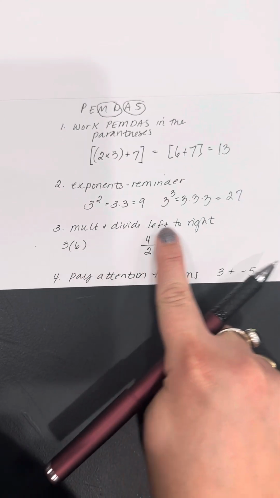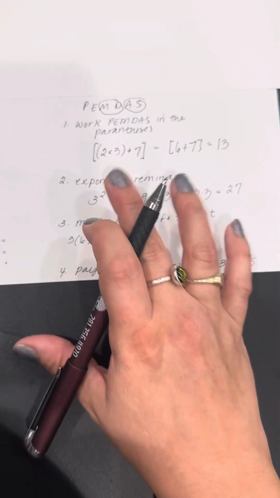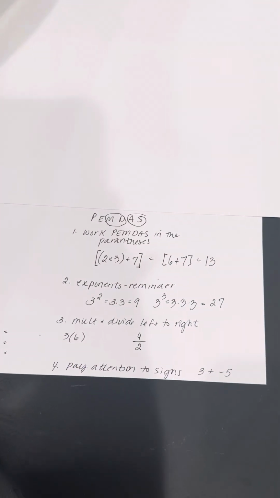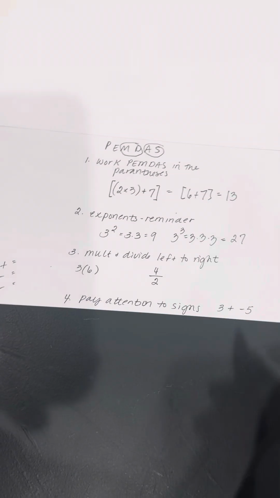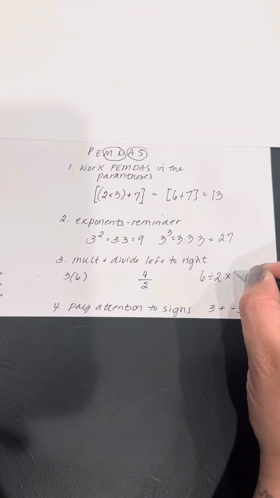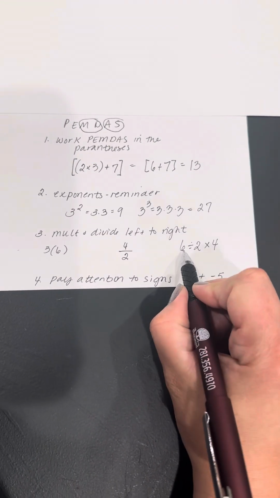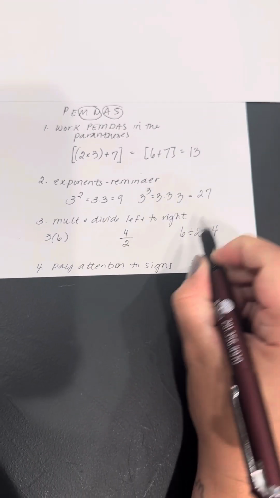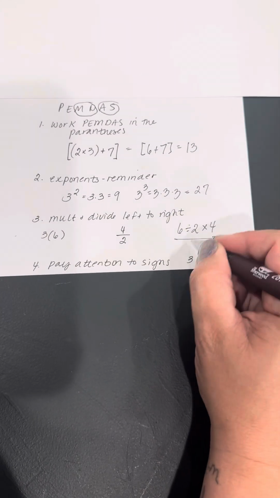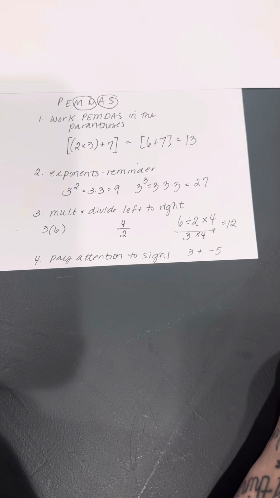Now, multiply and divide left to right. Okay, so if I have a situation where I've taken care of my parentheses, I've taken care of my exponents, we want to really make sure to go left to right. So you might have something like 6 divided by 2 times 4. Oop, be careful. Don't do your multiplying first. Take care of the division because it came first, left to right, okay? So you're going to see this kind of situation, okay?